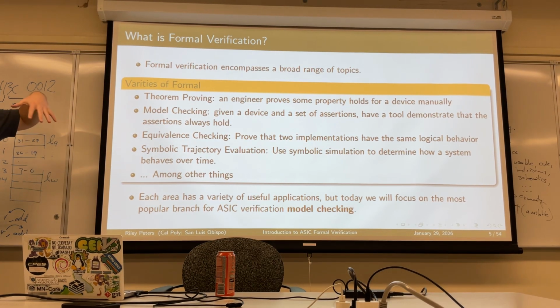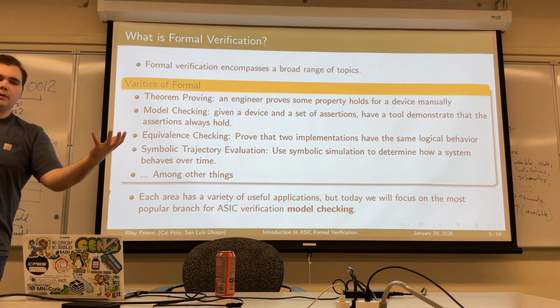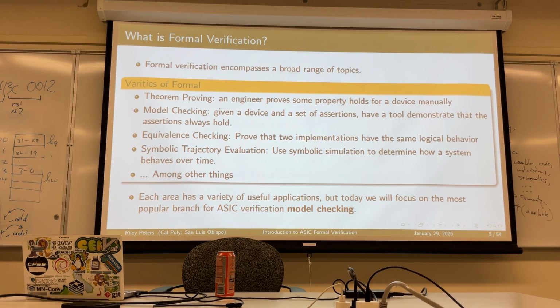Model checking puts a little bit of the work onto a machine, where you design some implementation, you come up with a set of assertions that the implementation should not break, and then a tool checks to make sure those always hold for all states. Equivalence checking compares 2 designs, and symbolic trajectory evaluation is just a fancier form of model checking that uses a different tool that we aren't going to go over in this lecture.